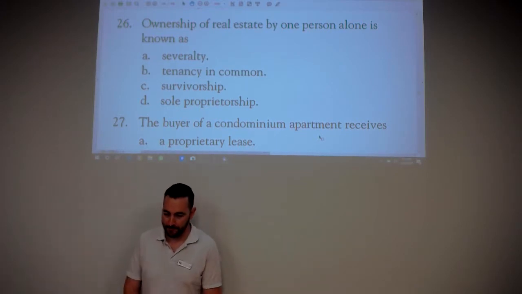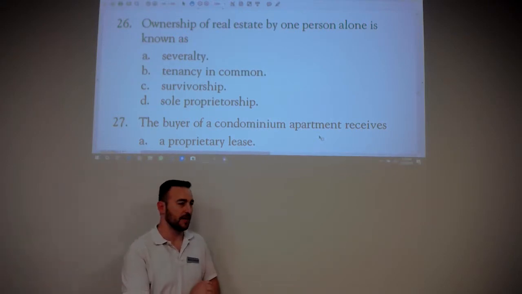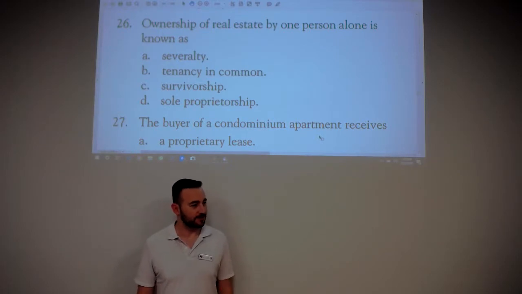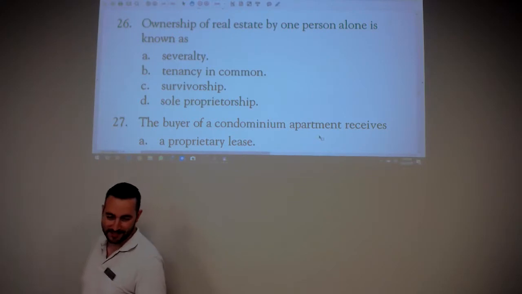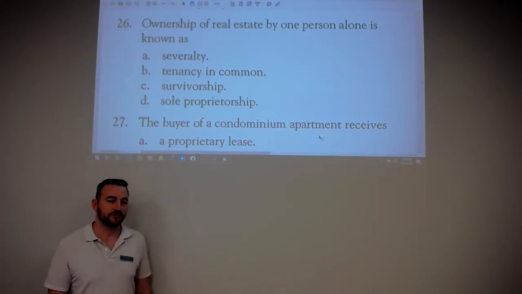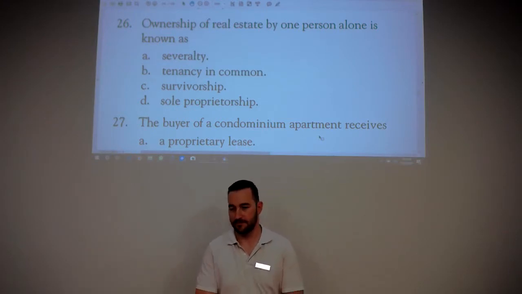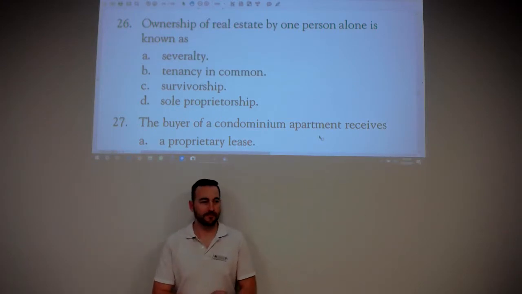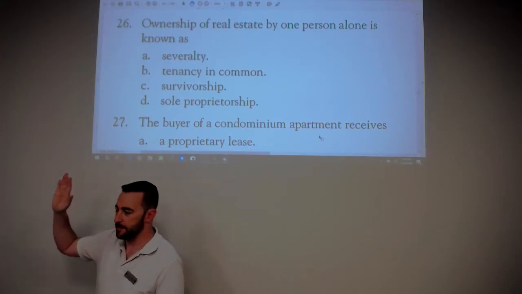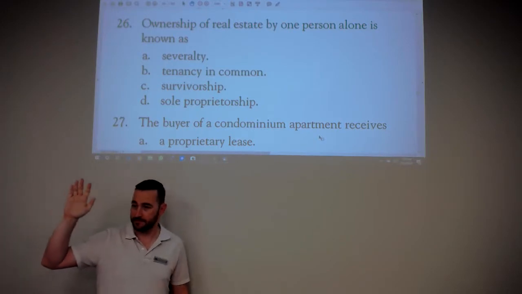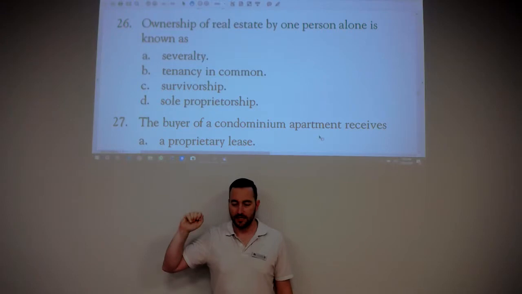Here's what we got. Ownership of real estate by one person alone is known as: A, severalty. B, tenancy in common. C, survivorship. Or D, sole proprietorship. Correct answer is? I said D. Okay, raise your hand if you say A. Raise your hand if you say B. C? D. Okay.